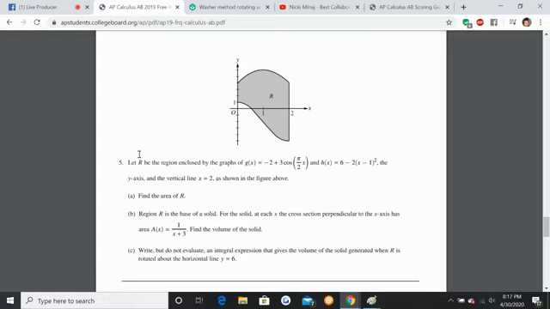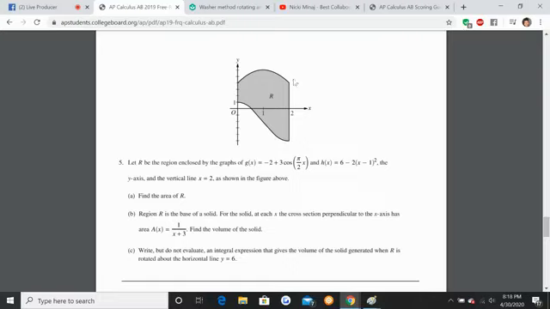But so let's see. Let R be the region enclosed by the graphs of g of x equals -2 plus 3 cosine pi over 2x, and h of x is equal to 6 minus 2 times x minus 1 squared, the y-axis and the vertical line x equals 2 as shown in the figure above. All right. Now find the area of R.